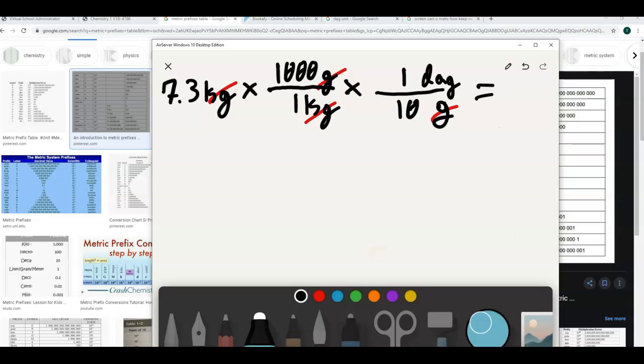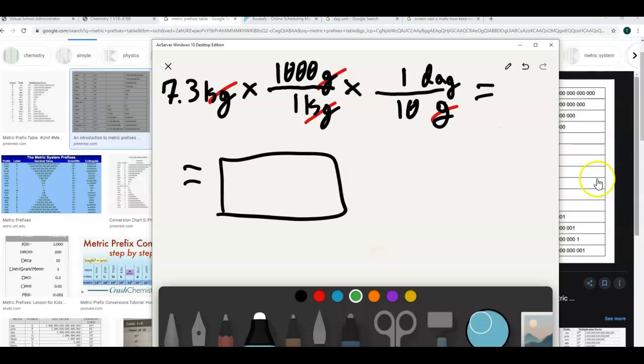Okay, now we just have to do the math, and I'm running out of room here, so why don't we just start it over here? We'll put our answer in this box here. Okay, so I'm going to throw this all in my calculator. I'm going to throw 7.3 times 1,000 divided by 10. Now notice I'm not dividing by 1 and multiplying by 1, because remember, in math, if you multiply by 1 or divide by 1, it doesn't really make a difference numerically, so might as well skip those steps. So yeah, 7.3 times 1,000 divided by 10. Or you could think of it as 7.3 times 100. Now, I type that in my calculator, and I get 730.